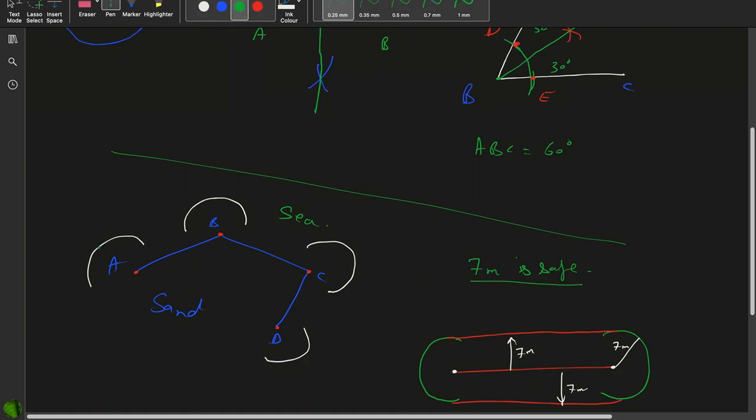Now using the straight edge, joining A and B, making it only tangent. Then B and C, making only tangents. Then third one, C and D. Now I know which is my safe region, and this is the area where we can swim, which is within 7 meters from the boundary. Any questions?